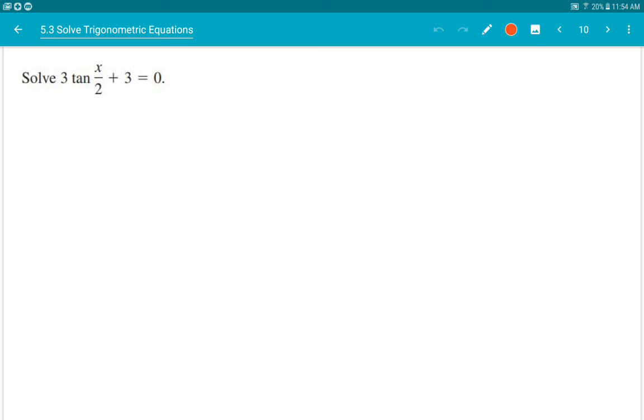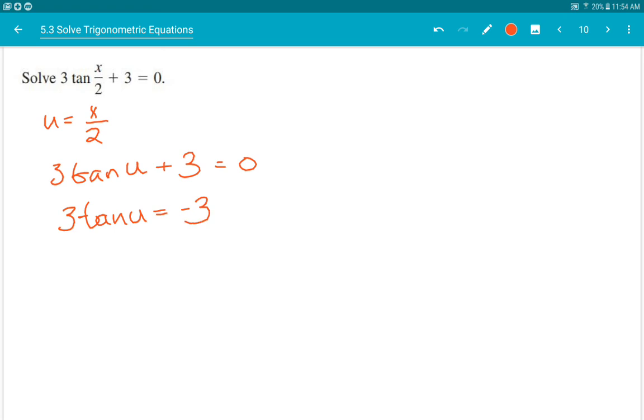Okay, so what we need to do is, again, use substitution. This time I'm going to let u equal x over 2. So I get 3 tangent of u plus 3 equals 0. 3 tangent u equals negative 3. Tangent u equals negative 1. All right, so I'm looking for where the tangent is going to be equal to negative 1.